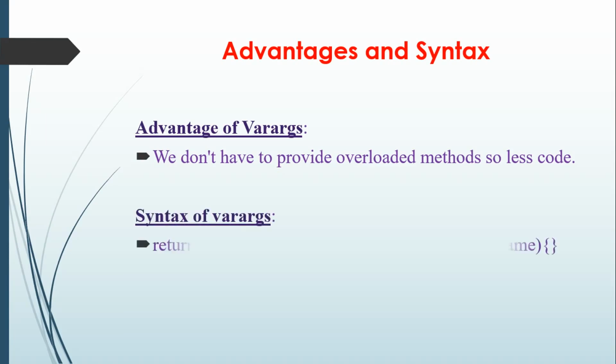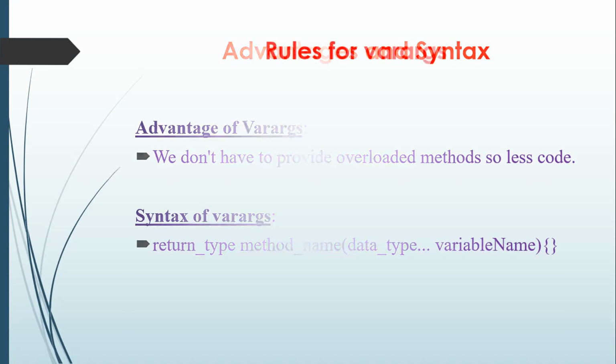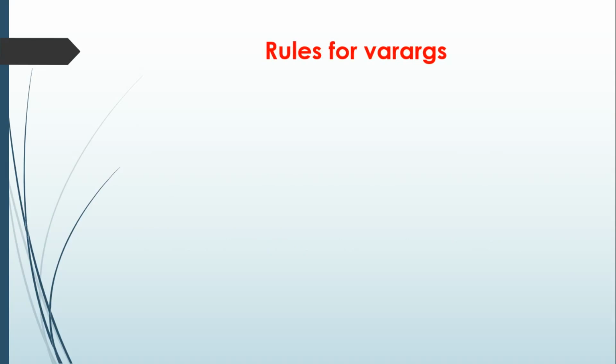Its syntax is return type, method name, and in the parameter, data type, triple dot, and then the variable name. Inside the method we write whatever we want; that is the body of the method. Let's see some rules for VarArgs.